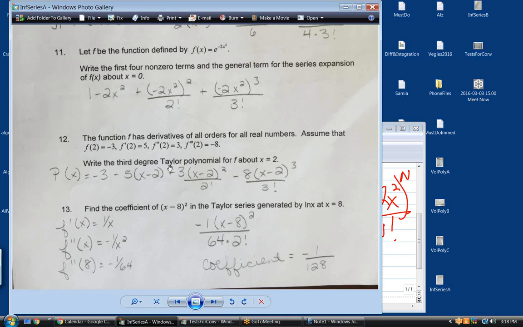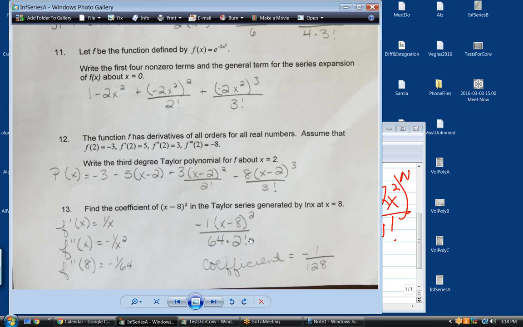I didn't see anything interesting about 12 at all. No, I'm good with that one. Okay. 13. Find the coefficient of the x minus 8 squared term.